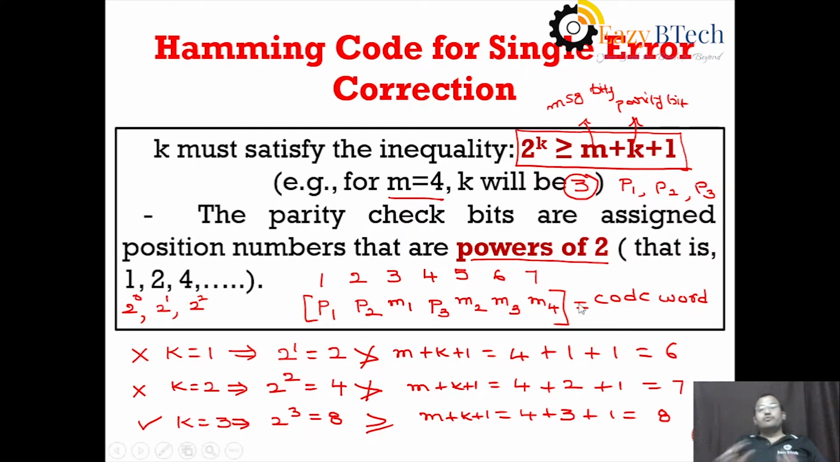Now how to find the parity bits? Each parity bit can take either 1 or 0. So how to calculate the value of a parity bit? There is a specific, well defined formula in order to find the value of the parity check bits.